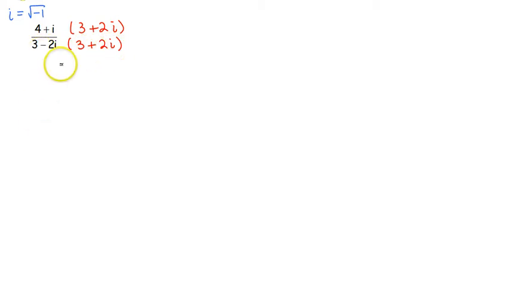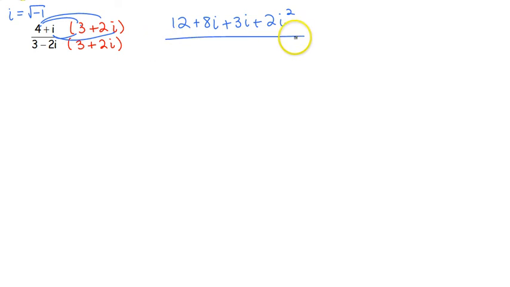Alright, so now we need to FOIL. So 4 times 3 gives us 12. 4 times 2i is 8i, plus 3i, plus 2i squared. Then we FOIL out the bottom. 3 times 3 gives us 9, plus 6i, minus 6i, minus 4i squared.